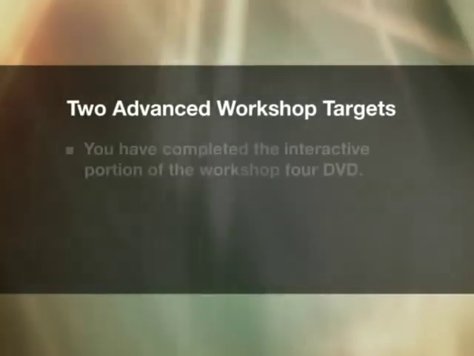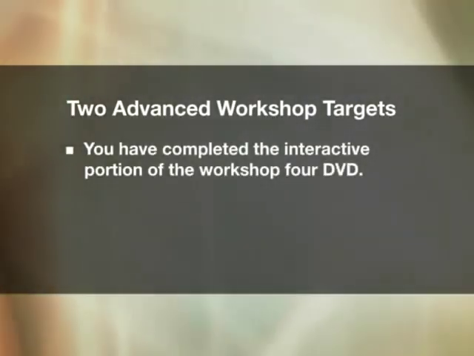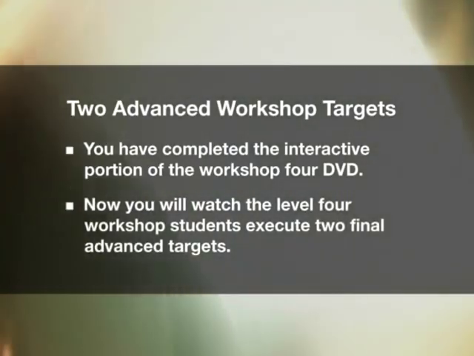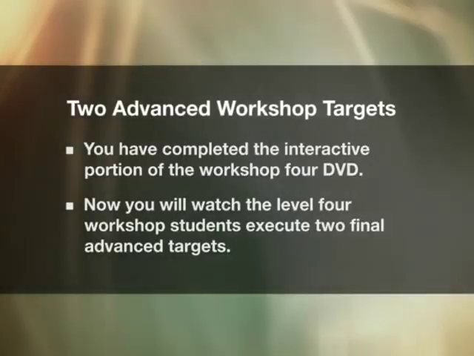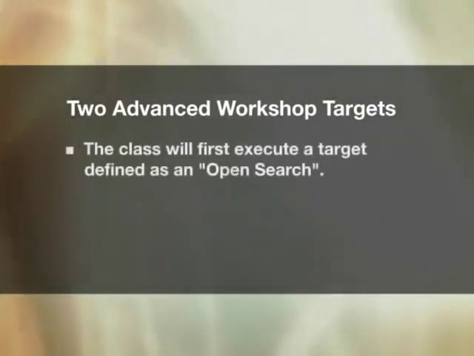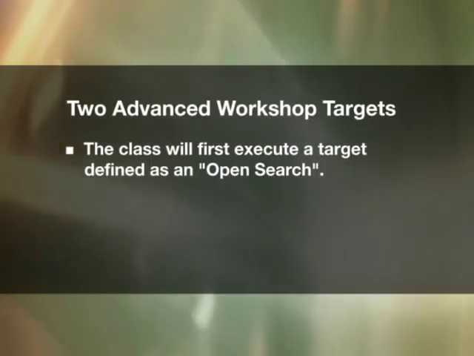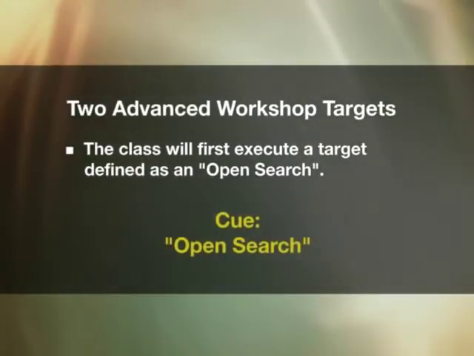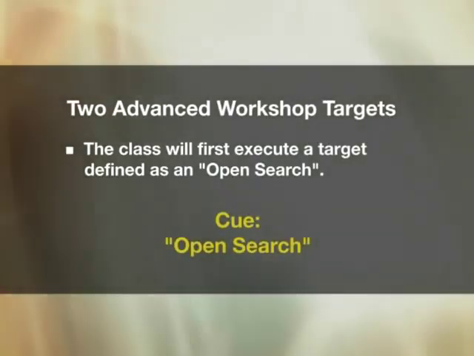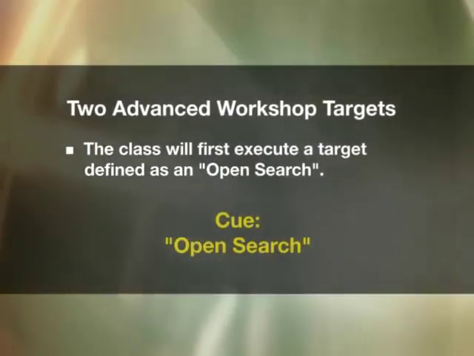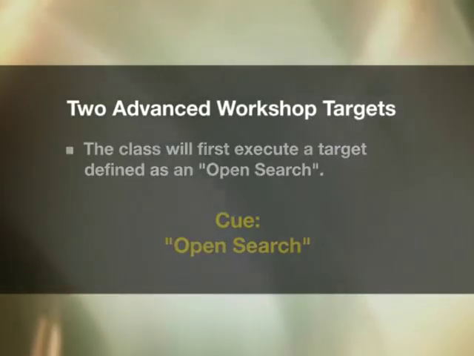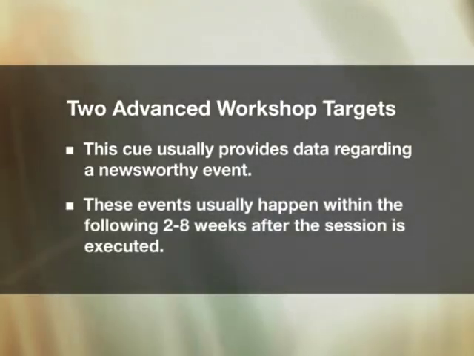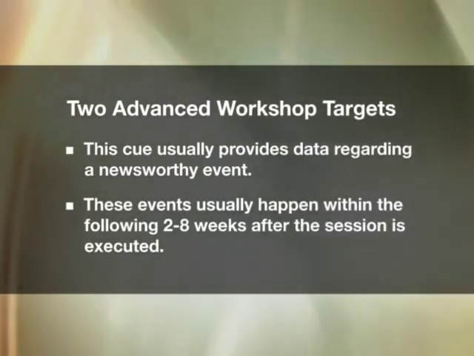You have completed the active sessions on this DVD. Now sit back and relax as you watch the Level 4 workshop class students execute the two final advanced targets. First, they will execute an open search, which simply consists of the cue Open Search. An open search is the most difficult target class since the viewer does not even know the question. Experience has shown that running this cue almost always provides a newsworthy event that will take place in the near future, usually within the next 2 to 8 weeks.